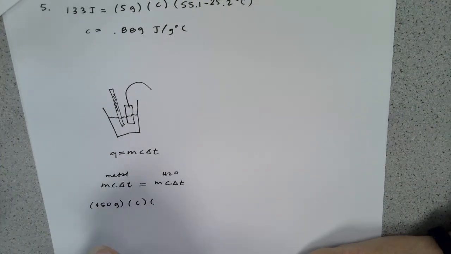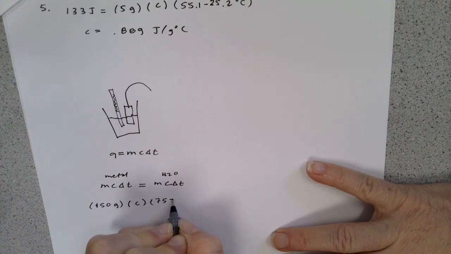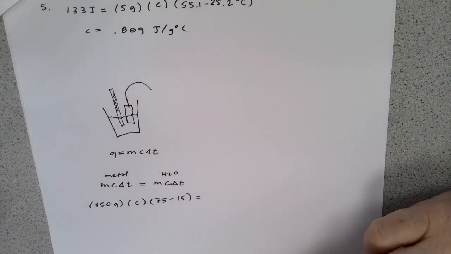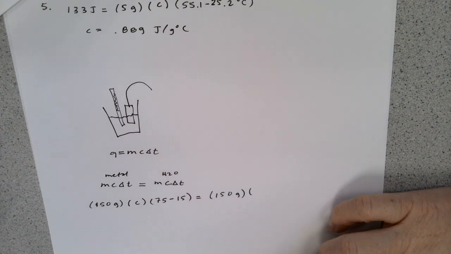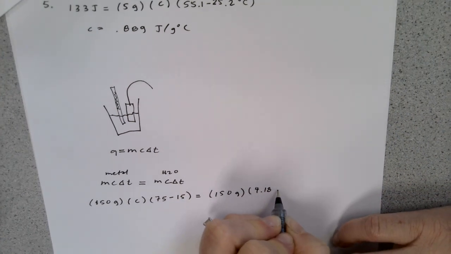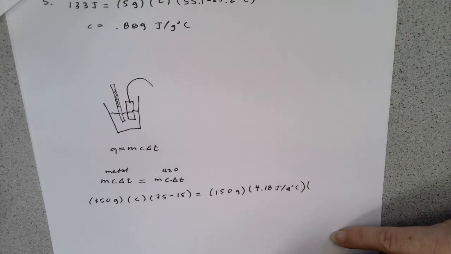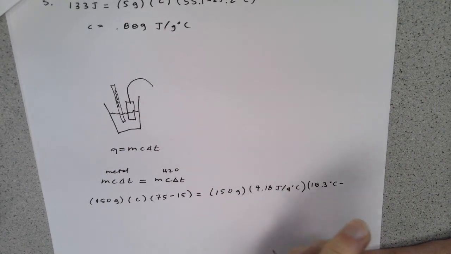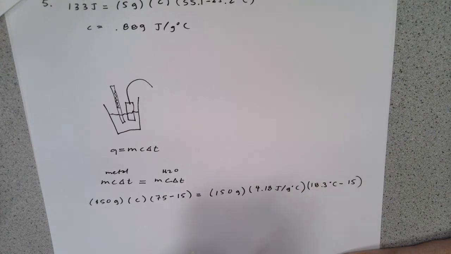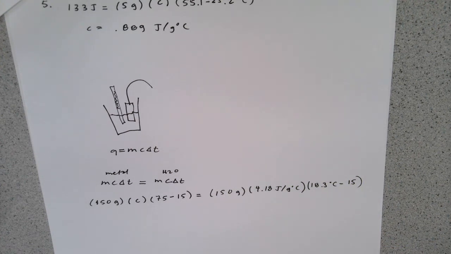Our change in temperature of the metal. Now it says the metal went from 75 and then it went down to 15 because the water became 15. So they both became 15. So 75 minus 15. And then the mass of the water, it was 150 grams of water, incidentally. Same thing. And specific heat of liquid water, we're going to use 4.18. I'm going to be lazy here and not put the 4, whatever. And then our change in temperature is, it says that the water rose to 18.3 degrees Celsius minus what it originally was, which was 15. Okay, so you would just solve for that.